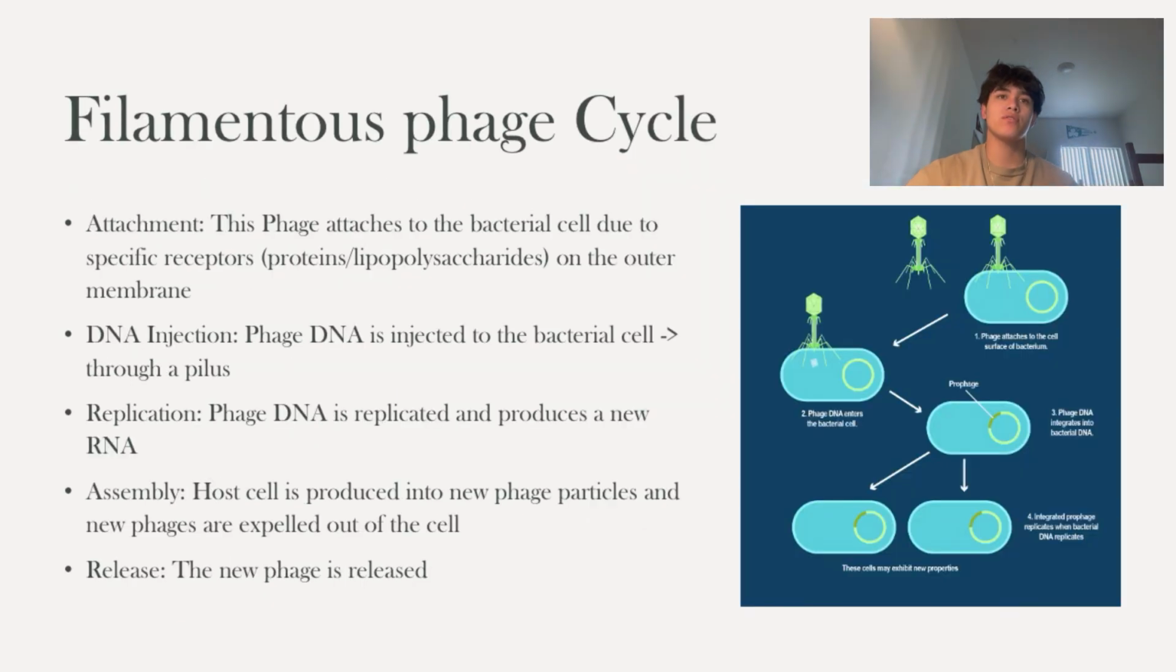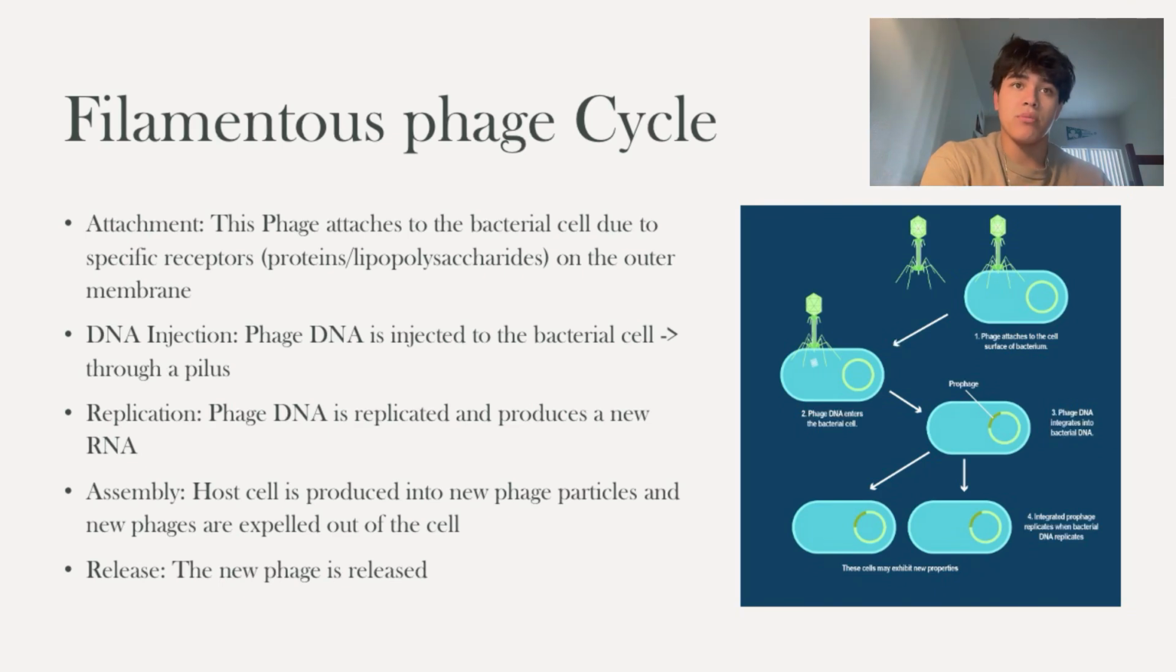Moving on, in the filamentous phage, there's a cycle that applies to this phage, and there are 5 components in the cycle. One of them is attachment. This phage attaches to the bacterial cell due to specific receptors, such as proteins and lipopolysaccharides, on the outer membrane. And DNA injection is where phage DNA is injected into the bacterial cell through a pilus.